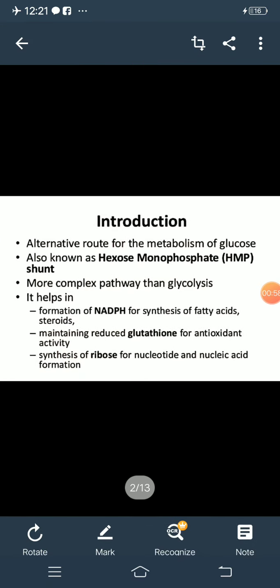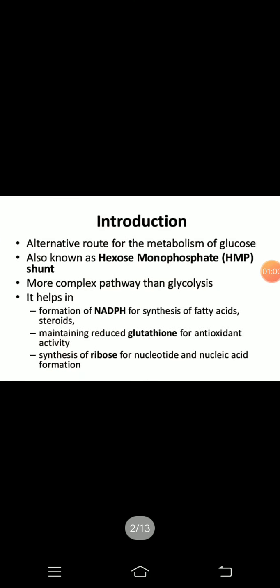What is meant by anabolic? Anabolic means biosynthesis of something. So in this pathway, anabolic processes occur, and what is produced? It produces NADPH and ribose sugar, which are further utilized. Next, it is a unique multifunctional pathway, and it occurs in the cytoplasm, just as glycolysis also occurs in the cytoplasm.